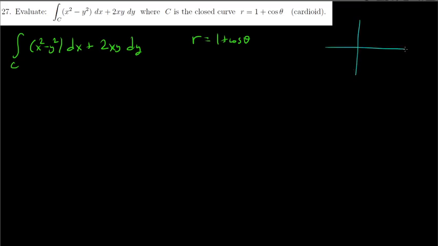All right, 27. This is going to be the line integral of x squared minus y squared dx plus 2xy dy, kind of the reverse of what we had earlier. And C is the closed curve r equals 1 plus cosine theta. So that's the cardioid. Let's graph that out.